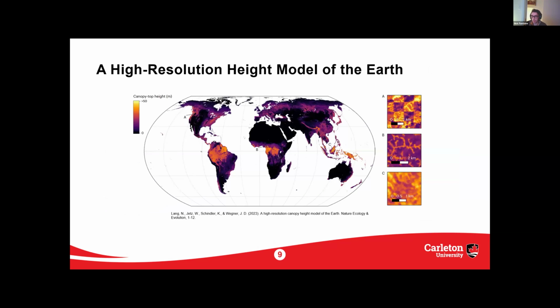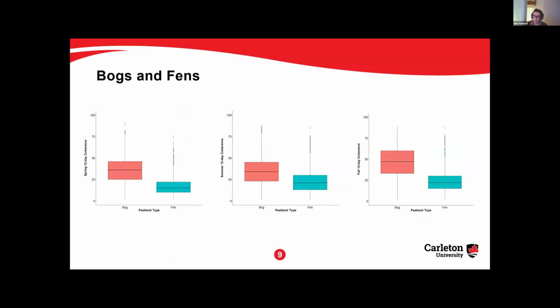And to see if we could find maybe some other variables that contribute to the coherence, I also used a higher resolution canopy height model of the Earth. This is by Lang et al. 2023. This was a big deal when it came out. It's a canopy height model for the whole world. So trying to see if the vegetation is a big influence.